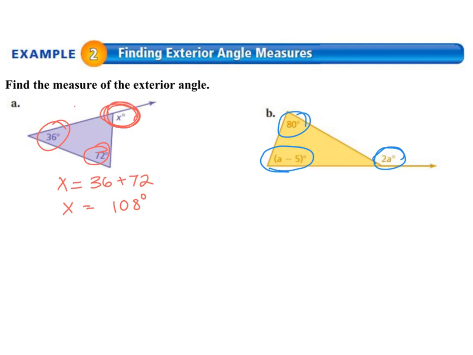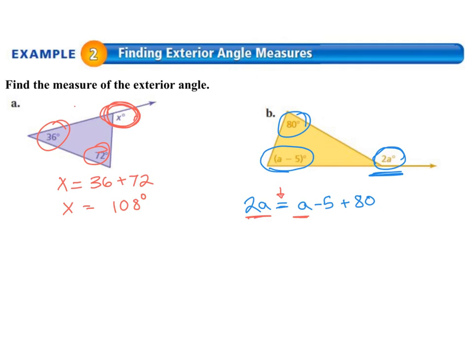So we know that our exterior angle 2a is the sum of a minus 5 and 80. So here we have something that we haven't talked about before, and I think that you could figure it out if you really thought about it. The thing we haven't talked about before is we have a variable on both sides of our equal sign.